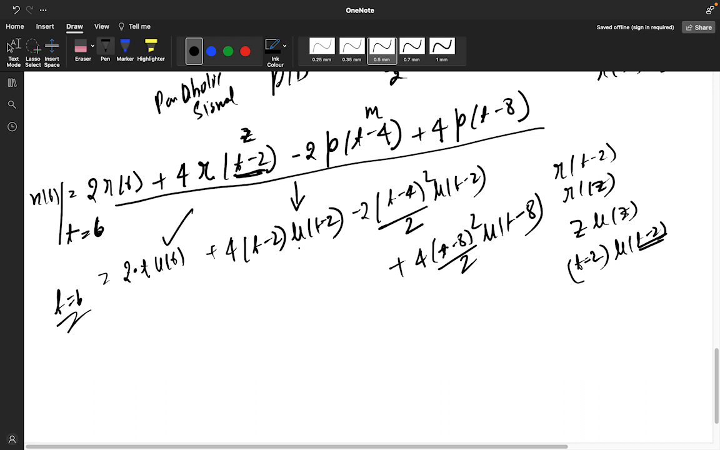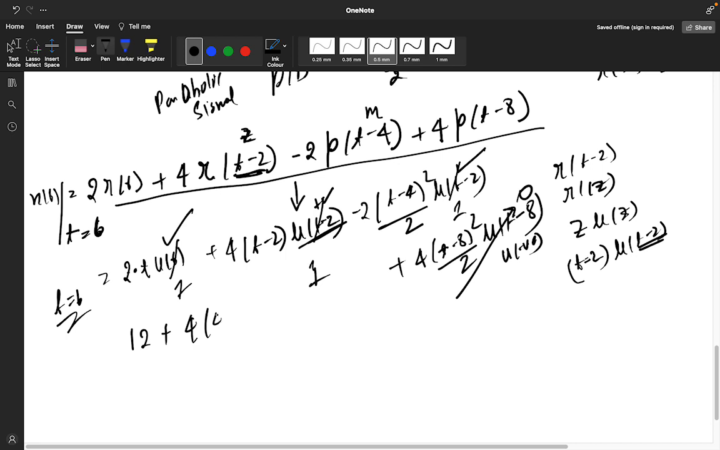At t equals 6, you have to check the u term only. At t equals 6, 6 minus 2 is positive. 6 minus 8 is negative, so that value is 0. This value is 1, this value is again 1, this value is again 1. Put the value of t equals 6 here: 12 plus 4 into 6 minus 2, plus minus 2 into 6 minus 4, that is 2 the whole square, 2 into 2 divided by 2. So you are getting 12 plus 16 minus 4. 16 minus 4 is 12, and 12 plus 12 is 24.